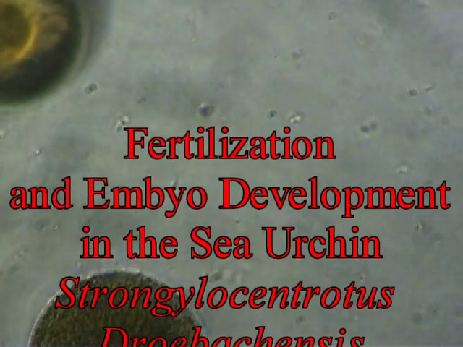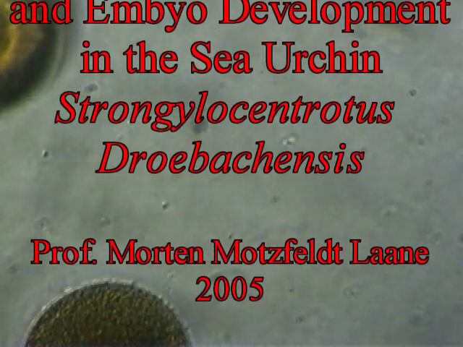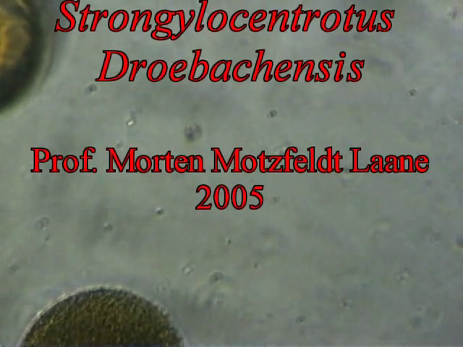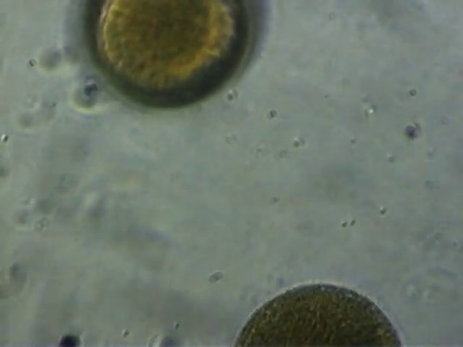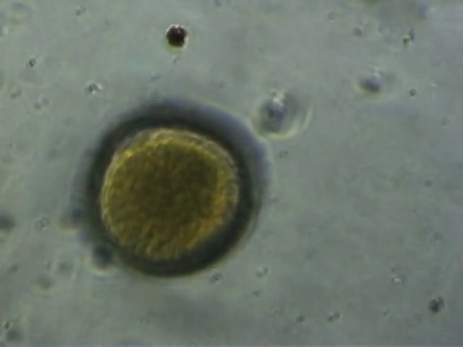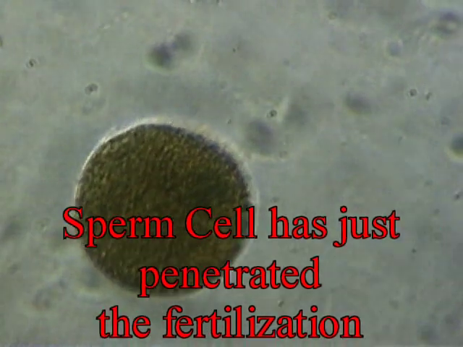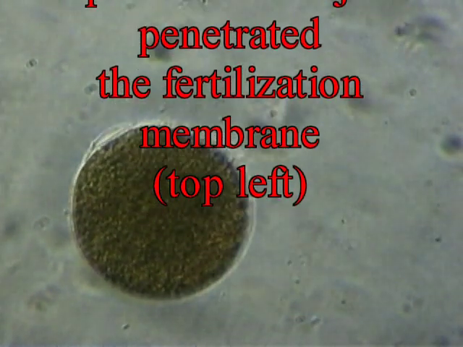Strongylocentrotus drawbackensis sheds its sperm and egg cells during the second week of February in the Oslo Fjord in Norway. This material is very favorable for studying fertilization and early embryo development in live material in the microscope. It is important, however, to keep the material just above the freezing point of seawater. At higher temperatures, the eggs do not develop normally.